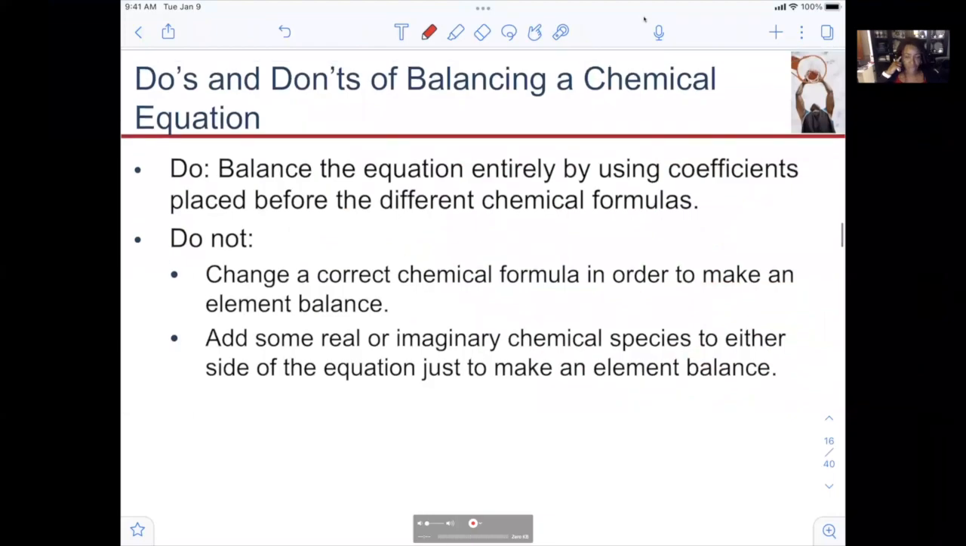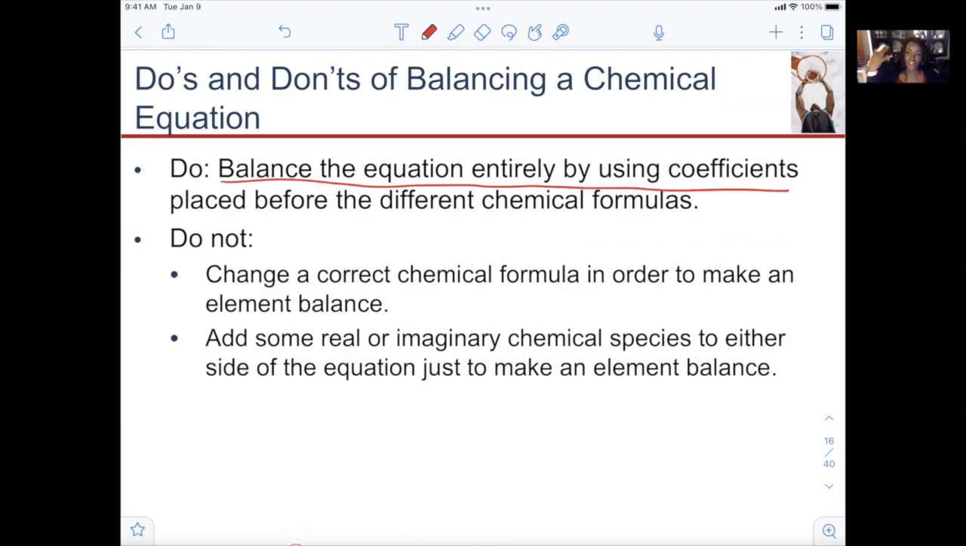Okay. When we're balancing the equation, it's saying do and do not. Balance the equation entirely by using coefficients. The coefficients are those numbers, the multipliers that you write before the formula. Remember, those get multiplied into the formulas. Do not do the following. Do not change a correct chemical formula in order to make an element balance.